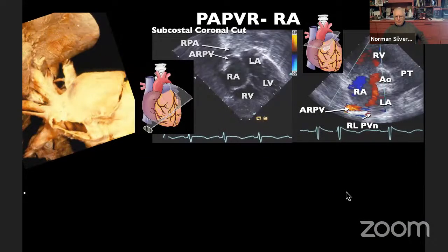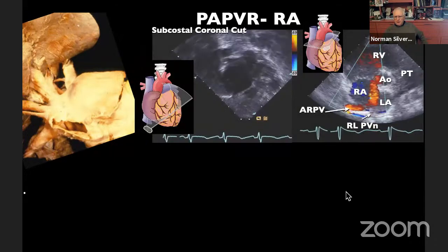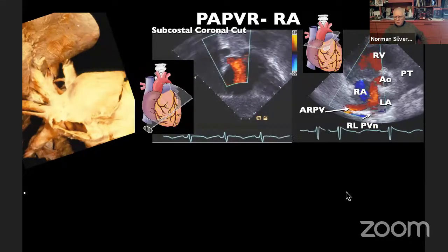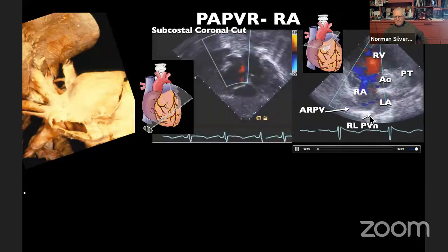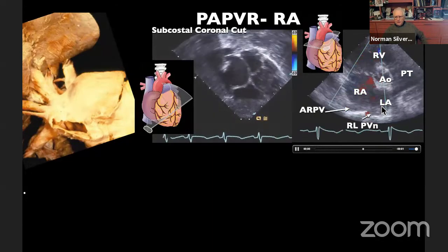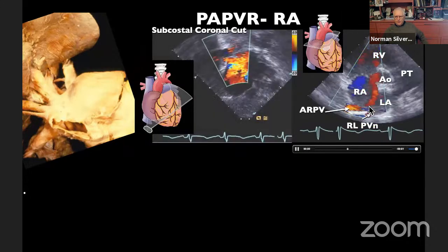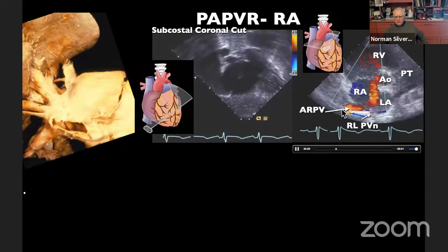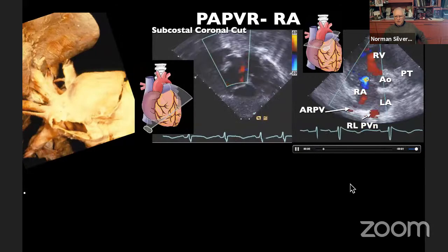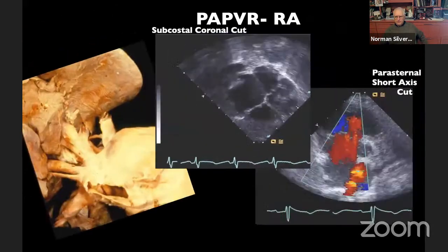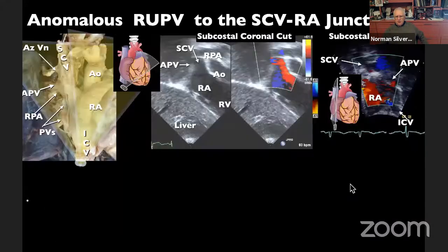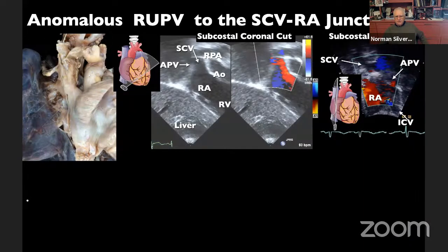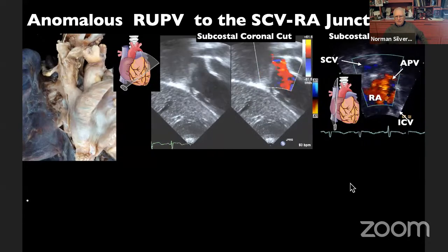Here's another example of a drainage to the SVC-RA junction. And you can see here pulmonary veins on this side draining to the left atrium. Here's the fossa ovalis, and here is the anomalous vein draining in this direction in a parasternal short axis cut. So I can show you numerous examples of that. There's the azygos vein, and you see the veins draining into the azygos vein before it drains into the superior vena cava.